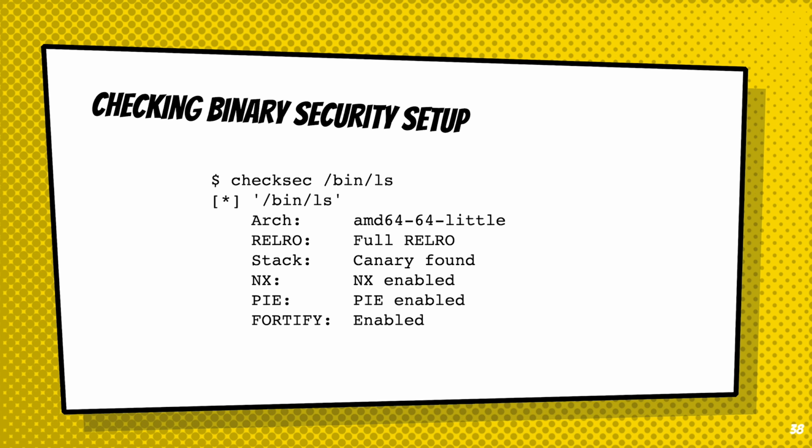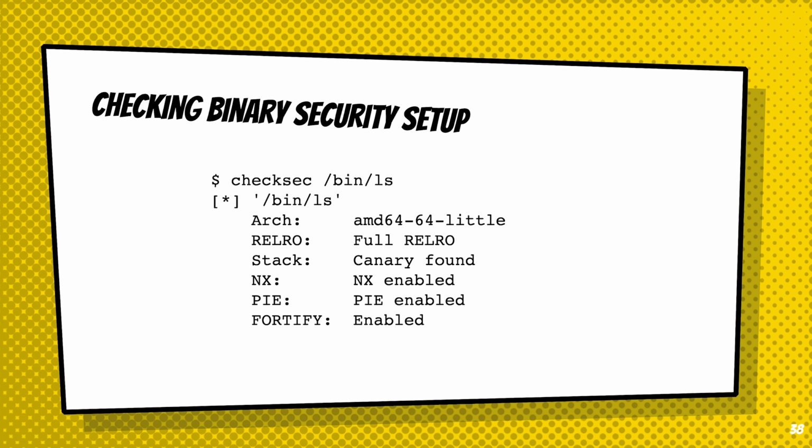Here I have some command tips that will help you when you analyze binaries. First is the command for checking binary security setup. The command is called checksec. If you use checksec followed by the path of the binary, you will be able to see the architecture, whether or not it is relocatable, and if there are stack canary, NX, or PIE, position independent executable.